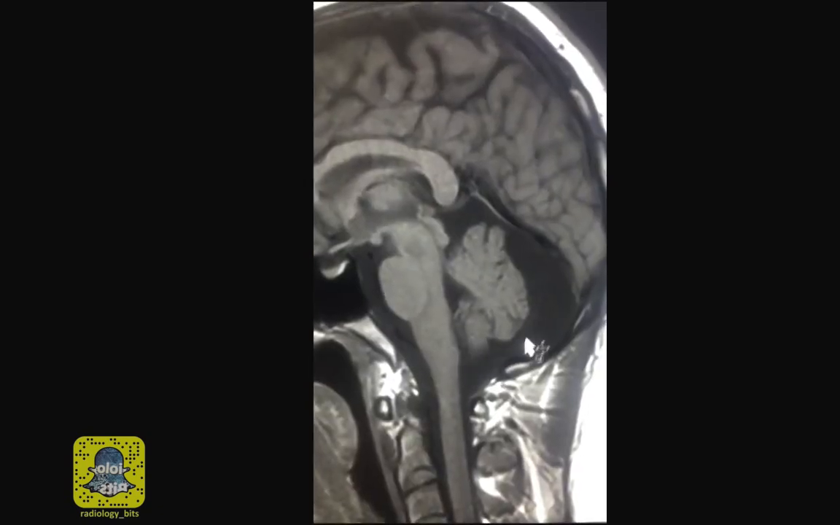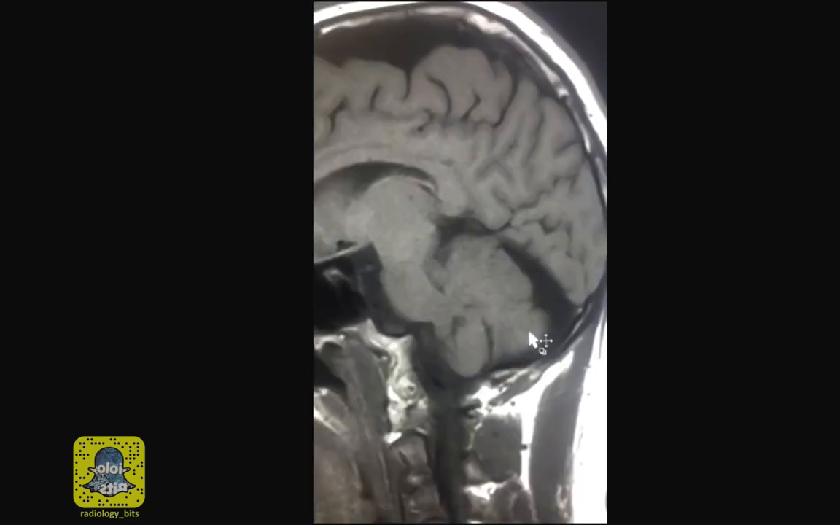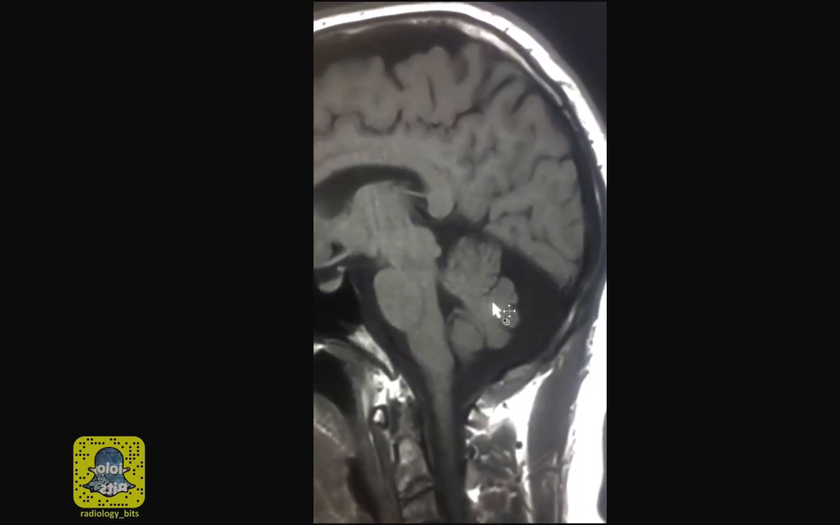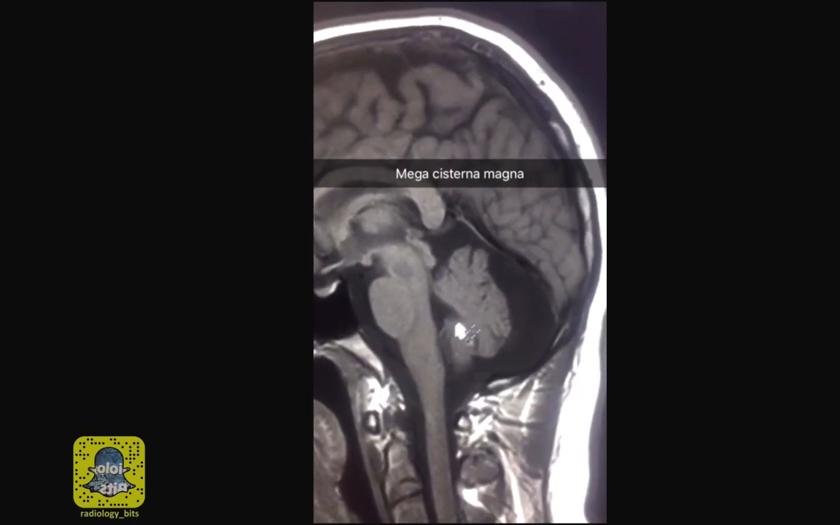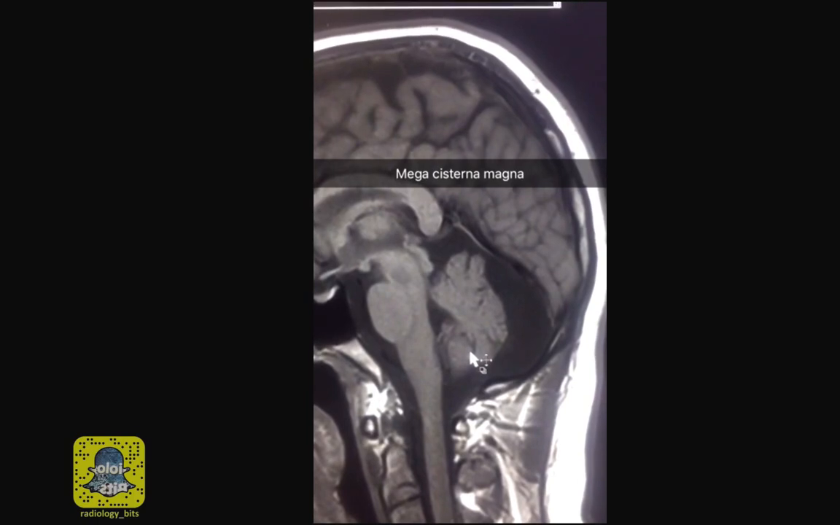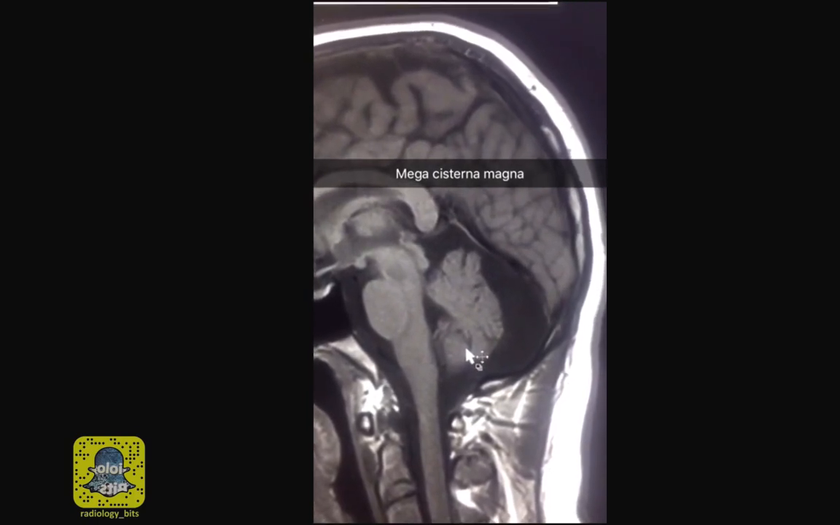On this sagittal T1 sequence where fluid is dark, you notice that the CSF is expanded posterior to the cerebellum. The fourth ventricle is normal and it's not expanded. The vermis is complete and it's not abnormal in any way, and this is a case of mega cisterna magna.